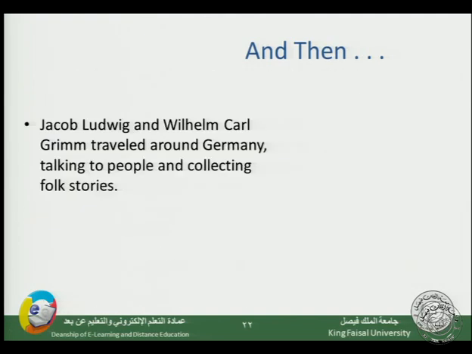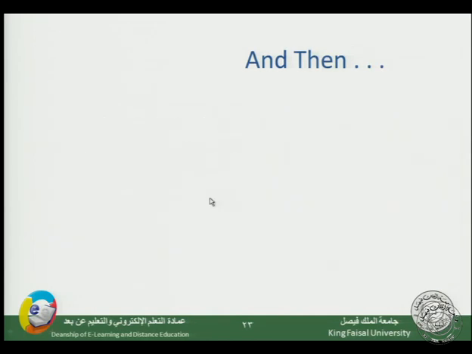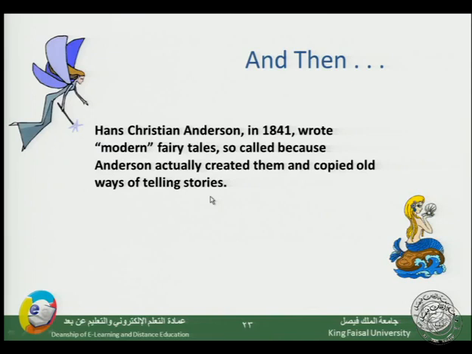And then Jacob Ludwig and Wilhelm Carl Grimm traveled around Germany, talking to people and collecting folk stories. Their collection was translated into English in 1824. All this led to the development of children's literature.